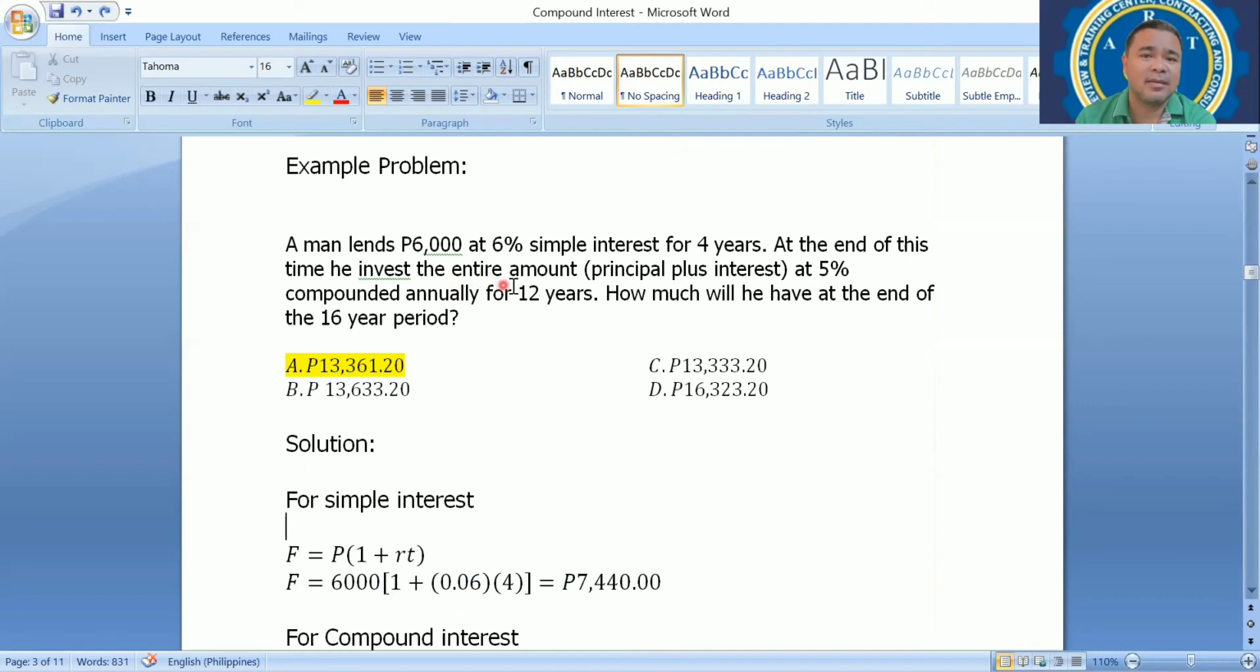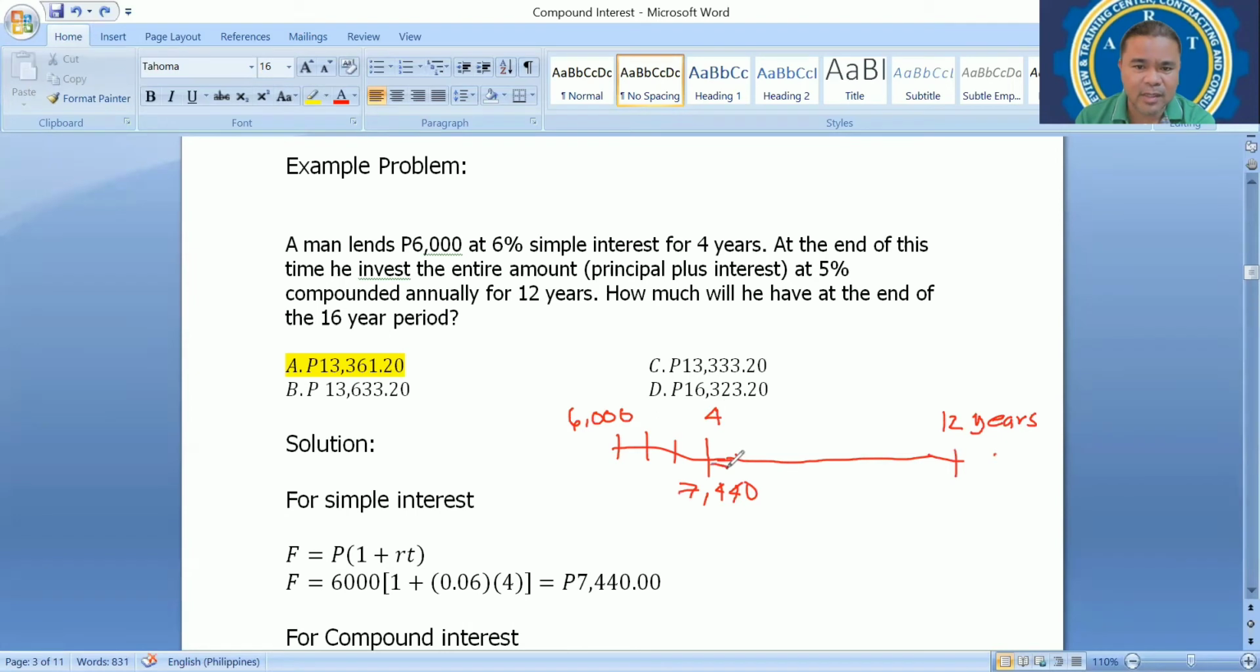At the end of this time, he invests the entire amount. So this 7,440 is the principal for the 5% compounded for 12 years. For 4 years, 1, 2, 3, 4, there is the 6,000. After 4 years it becomes 7,440. Then he invests for 12 years. So after 4 years, this becomes the principal.